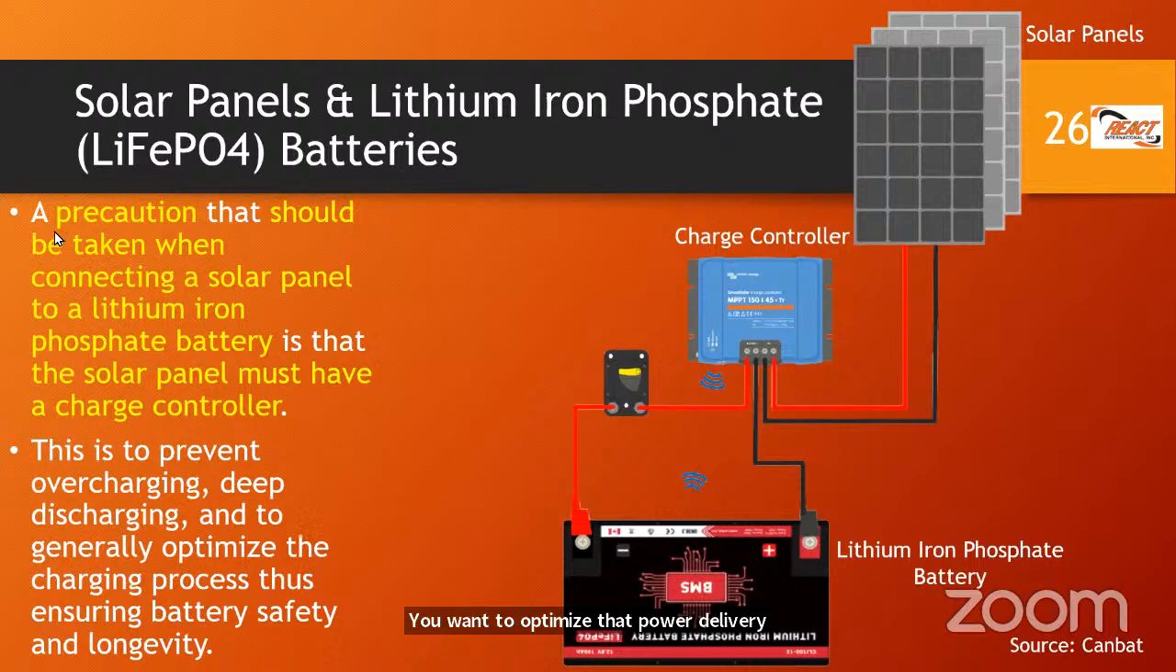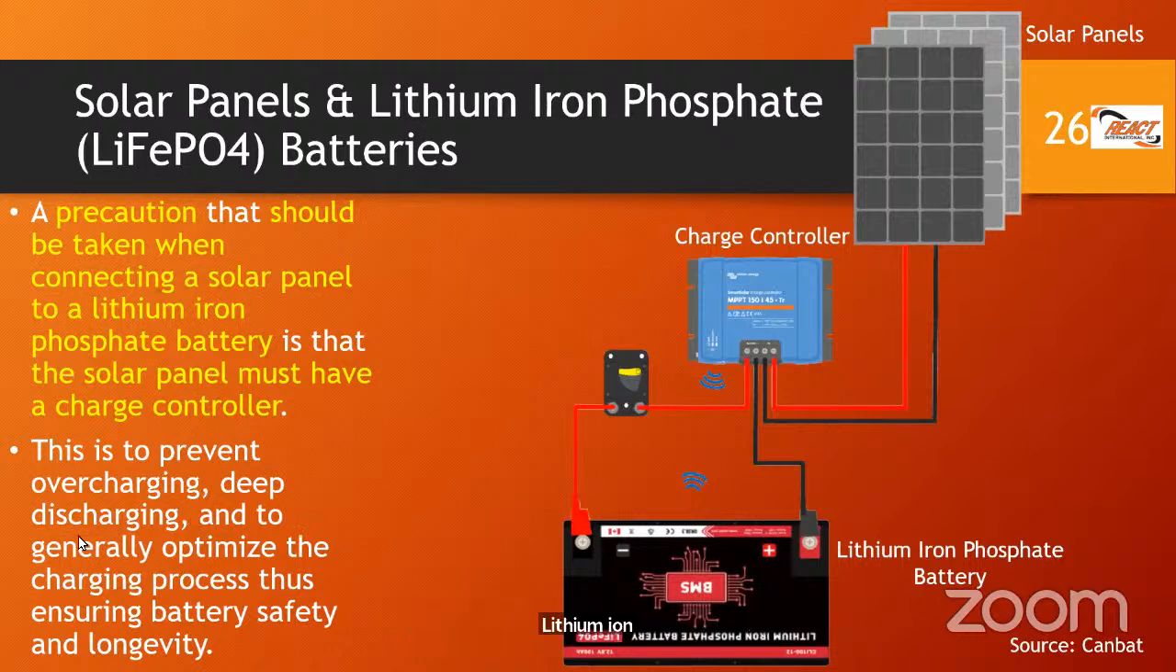So this is an exam question. It's a precaution that should be taken when connecting a solar panel to a lithium iron phosphate battery, that's the battery here, lithium iron phosphate, is that the solar panel must have a charge controller, and this is our trusty charge controller here that sits between the solar panel and this battery, lithium iron phosphate.